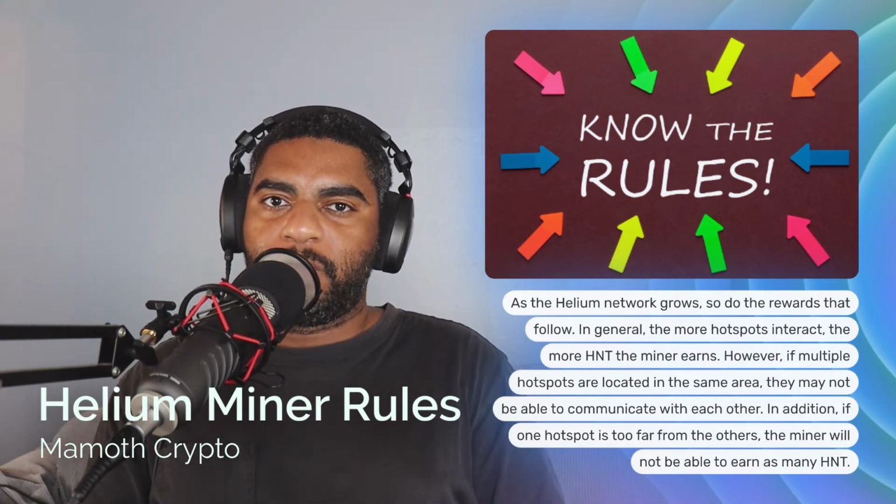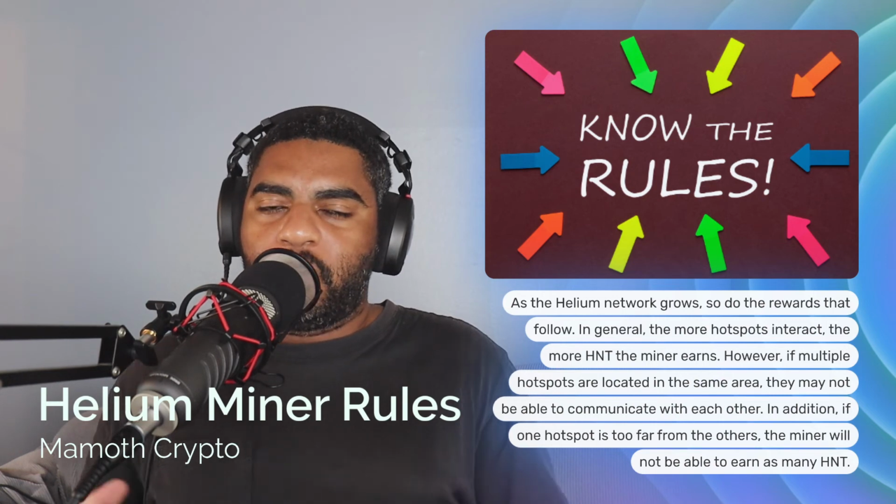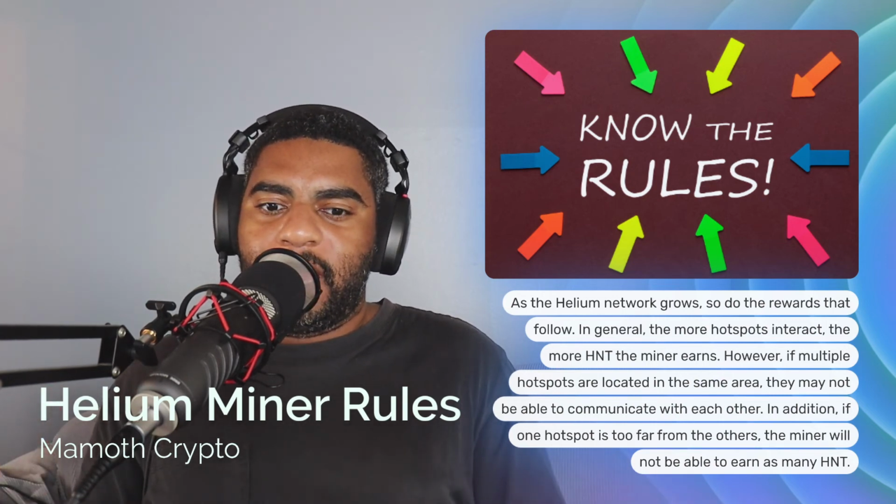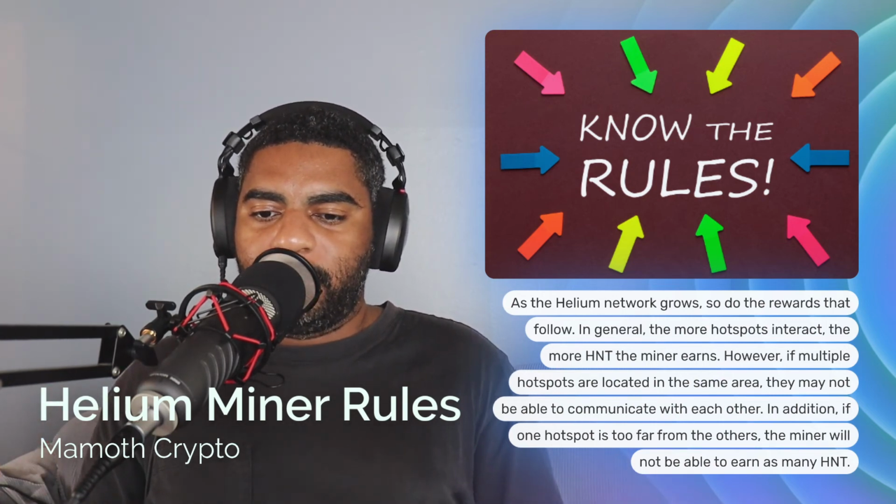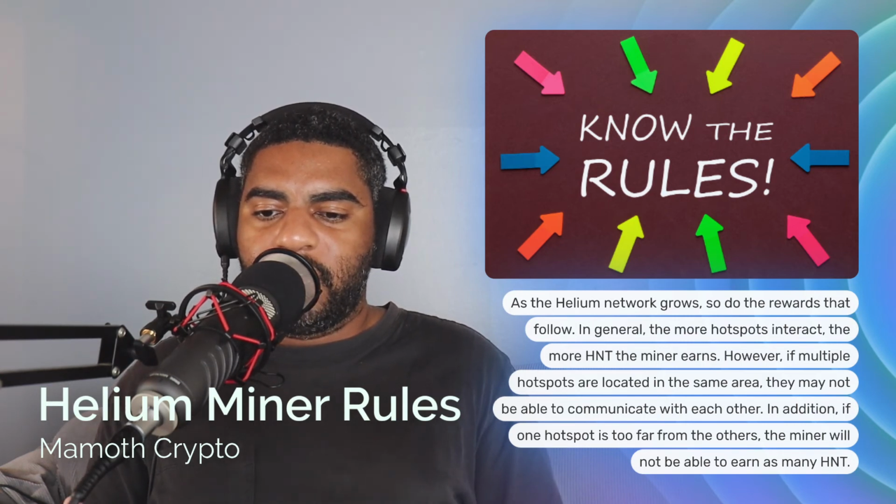right word for this would be location, but there's another word, proximity. So if they're too far away, it looks like they're going to have trouble communicating with each other and may not be able to earn as much. But if they're too close, they're going to kind of compete with each other, so to speak.